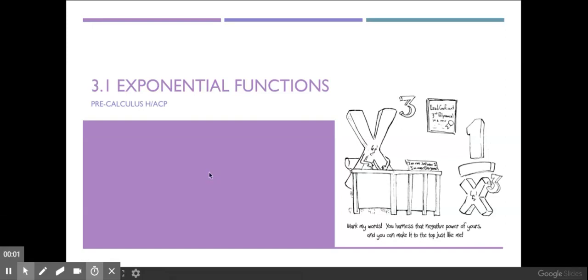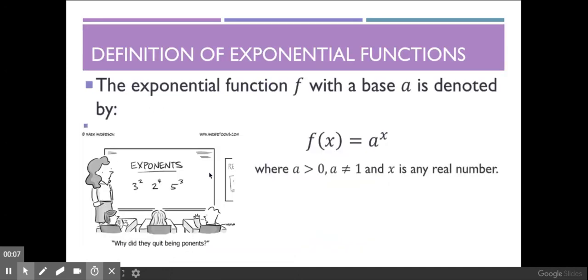This is section 3.1 on exponential functions. These are the next type of functions we are going to be looking at. So the definition of an exponential function is a function f with a base of a, denoted, or we can say written, by f of x equals a to the x. So a is our base, x is our exponent.